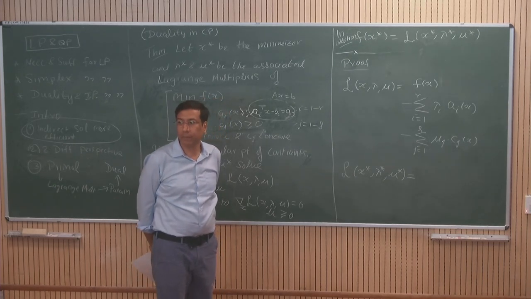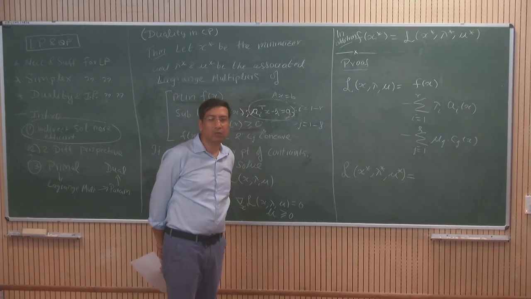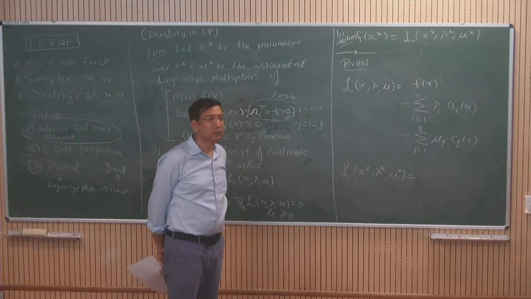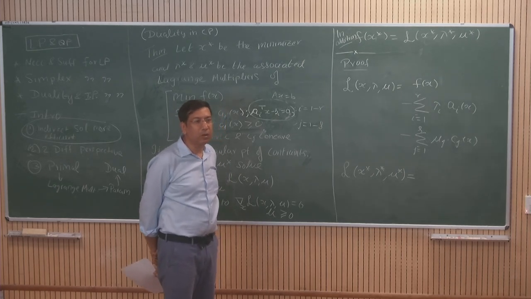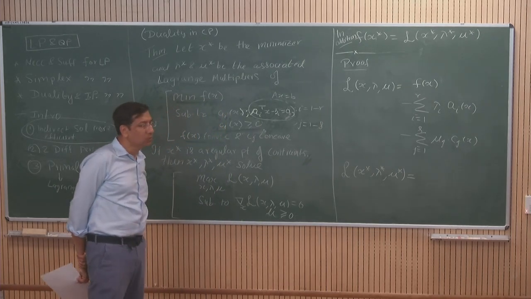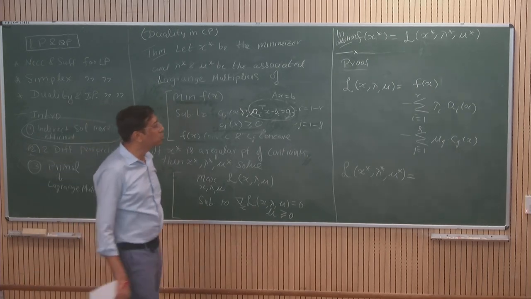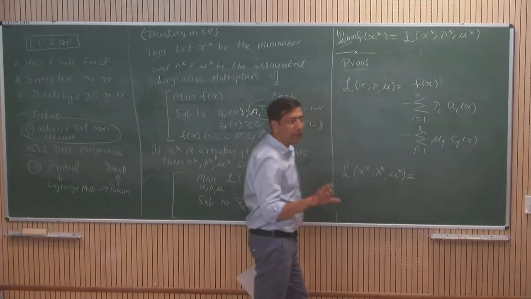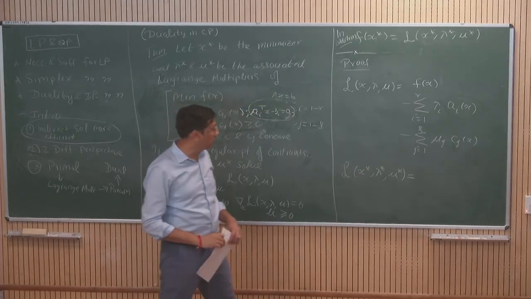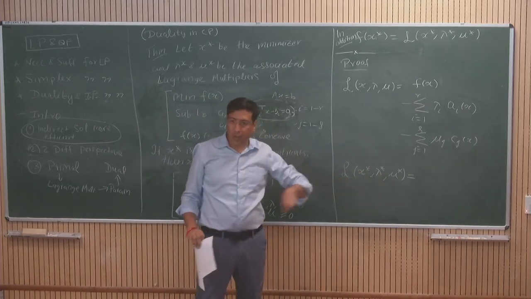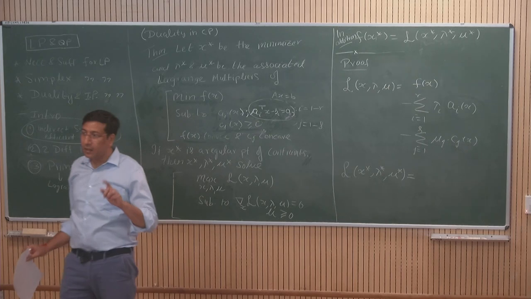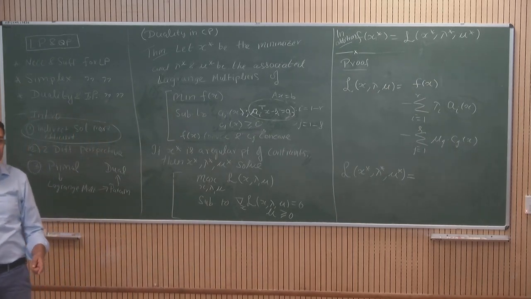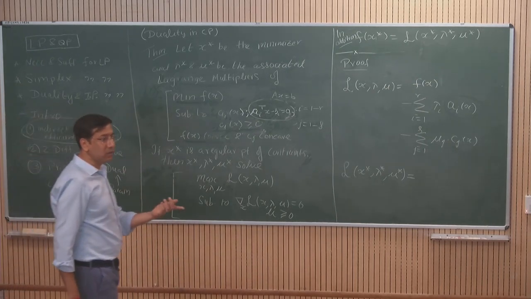It has become f(x star). Why? Correct. So you recall the necessary conditions now? This should be equal to 0. What are the 5 necessary conditions for a minimizer? Remember, x star, lambda star, mu star are the minimizers, which means they will satisfy the necessary and sufficient conditions. What were the 5 necessary conditions?